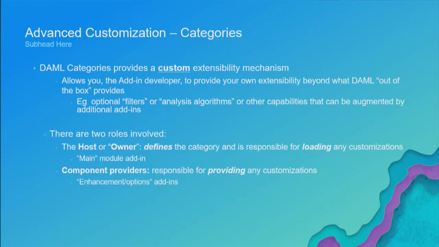Categories. So categories. This is a pretty heavy topic, so stay with me. It is a custom extensibility mechanism. And it's for those scenarios where what you can do in DAML actually isn't enough. It's something other than updating a tab or updating a menu or updating a property sheet, right? It's your own custom extensibility mechanism.